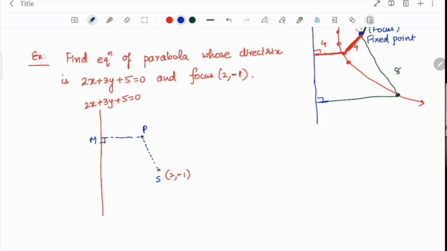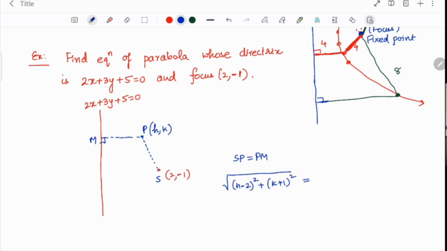So like any locus problem, we solve it by taking the point whose locus we are finding as h comma k. Then we write the geometrical condition. What is the condition? SP is equal to PM. What is SP distance? Root of (h minus 2) whole square plus (k minus of minus 1, k plus 1) whole square is equal to PM.